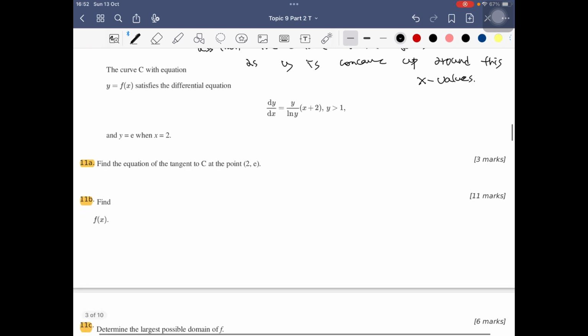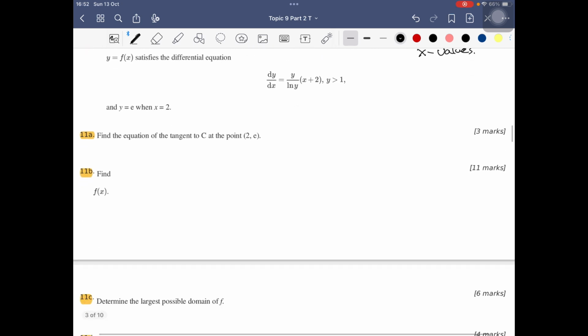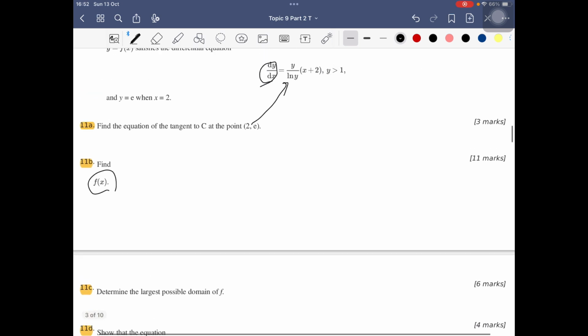Number 11, the equation of the tangent. Here, dy over dx is what we have. When you put in the values, it will give you the slope. When you know the slope of the tangent and the point is already given, then you will find the tangent equation. You can even find the normal equation. So f of x, you can solve it with separation of variables. Then the largest possible domain of f.